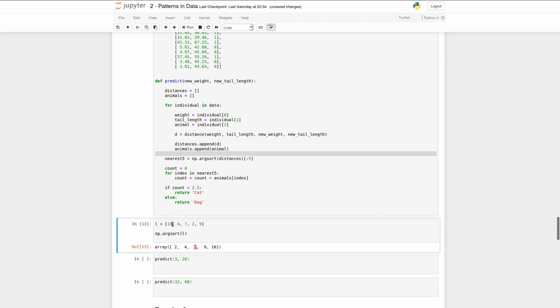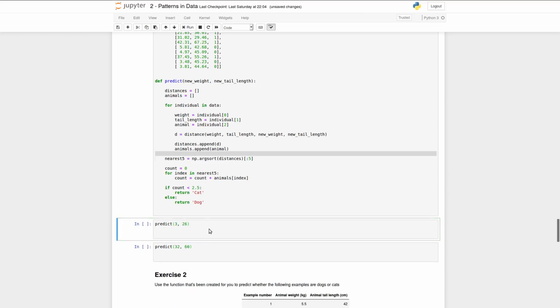The index of 7, which is 0, 1, 2. 9, which is 0, 1, 2, 3, 4. And 10, which is 0. So np.argsort L is going to give us 3, 1, 2, 4, 0. And there we go, 3, 1, 2, 4, 0. So that's what np.argsort is doing.